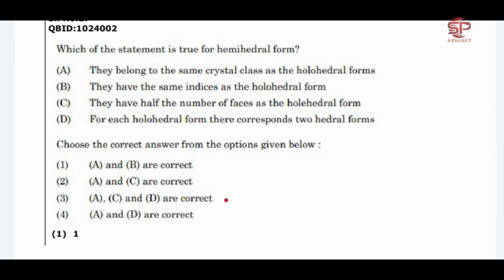Which of the following statements about hemihedral forms are correct? Do they belong to the same crystal class as the holohedral form? It is correct. They have the same indices as the holohedral form, it is incorrect. They have half the number of faces as the holohedral form, it is correct, because a hemihedral form contains half the number of faces of a holohedral form. For each holohedral form there correspond two hemihedral forms, it is also incorrect. There is no such thing. So the answer will be A, C.